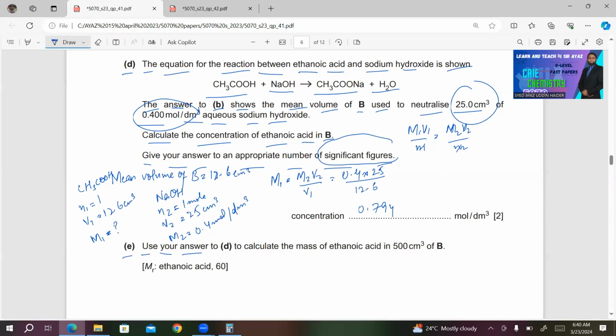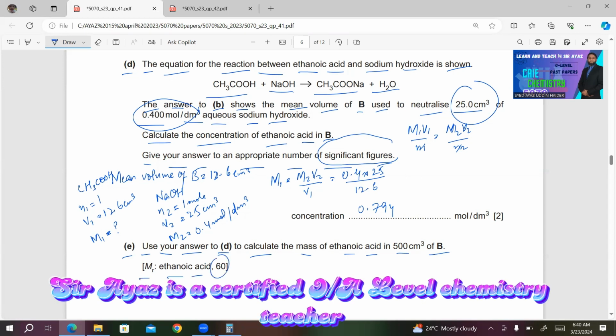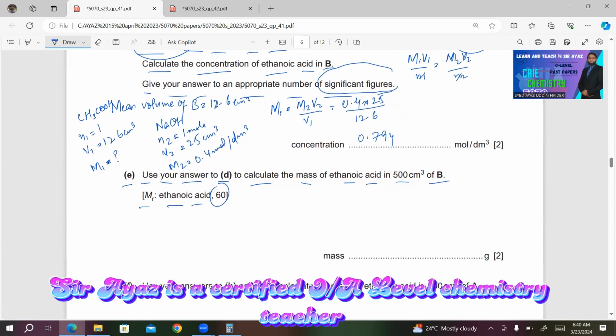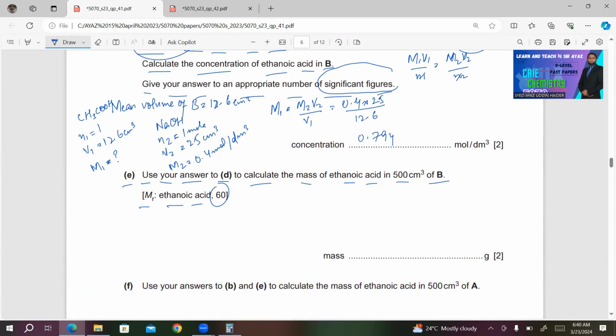E, use your answer to D to calculate the mass of ethanoic acid in 500 centimeter cube of B. MR of ethanoic acid is provided, which is 60. So first of all, I need to calculate the number of moles of ethanoic acid in 500 centimeter cube. The concentration is 0.794 mole per dm cube, which means 1000 centimeter cube contains 0.794 moles.